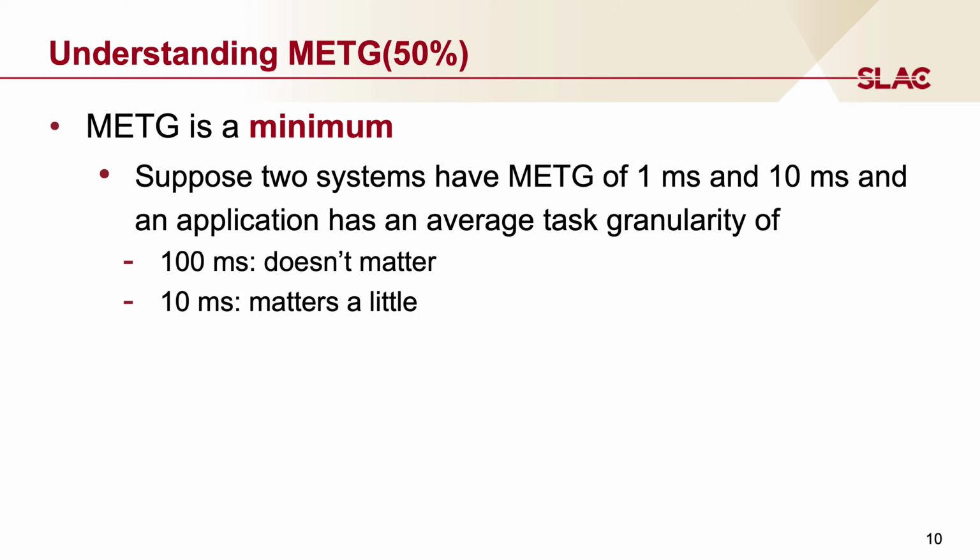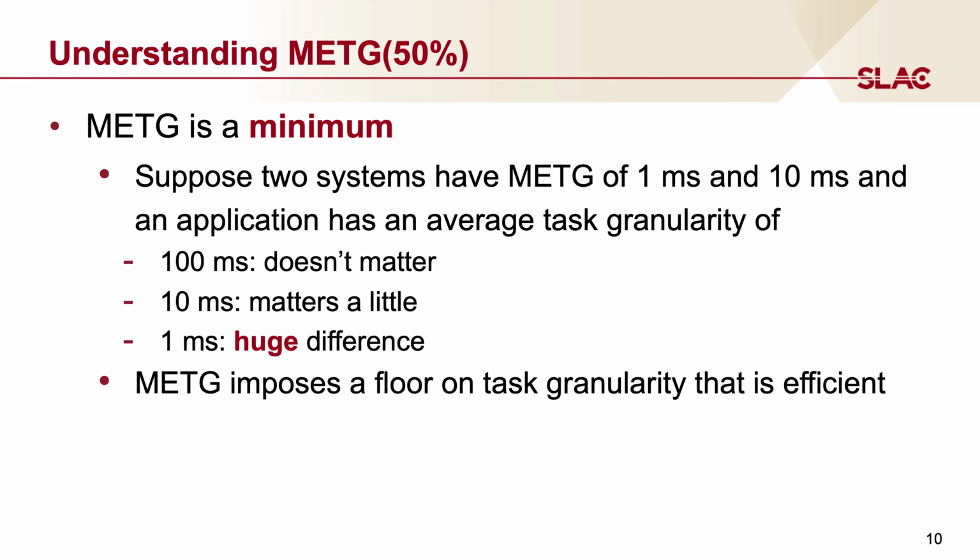As we continue to drop that, if we go to, say, 10 milliseconds, we're going to start to see some divergence. And as we continue going, we're going to see a much larger difference because we've now dropped below the overhead of one of the systems. And so essentially what METG does is it imposes a floor on the task granularity that can be considered to be efficient. But if you're running an application with larger task granularities, this might not actually make a difference to you.